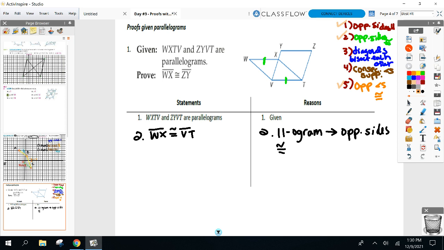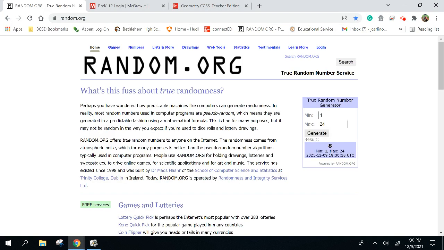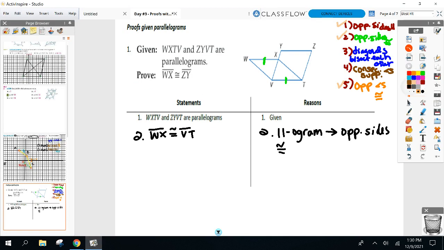Well, where does ZY come in now? Where does ZY come into this? 8, anything about ZY you know is true? Okay, I'm just going to stick that right into statement 2. There's no reason for me to rewrite reason number 2 again. So I'm just going to stick that right in statement 2: that VT is congruent to WZ.